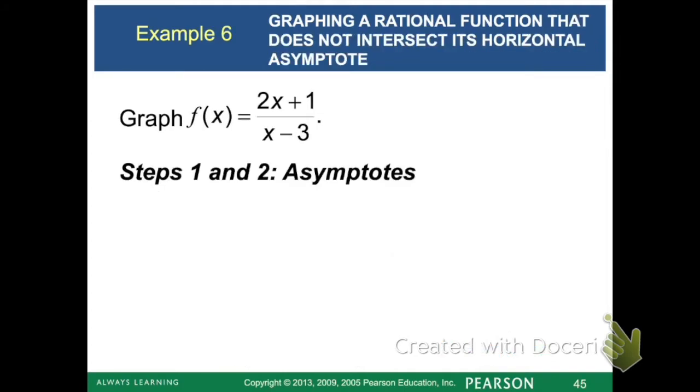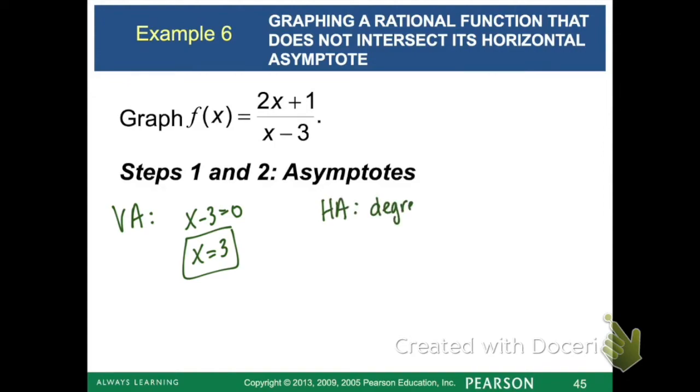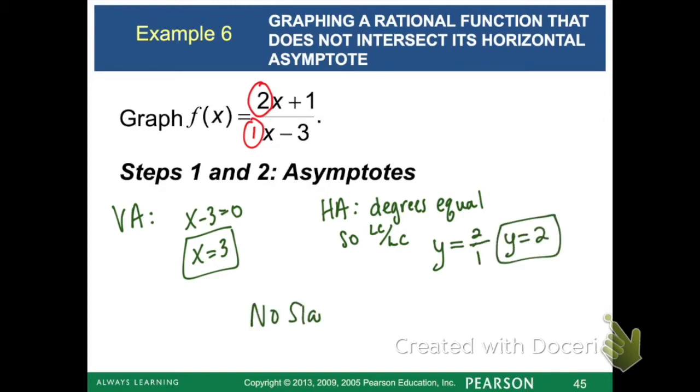Example 6. We're going to graph the function 2x plus 1 over x minus 3. We're going to start with our asymptotes. We have a vertical asymptote at x equals 3. Horizontal asymptotes, the degrees of both the top and the bottom are equal. They're both 1. So we're going to do our leading coefficient divided by our leading coefficient. So we have a horizontal asymptote at y equals 2. We do not have a slant asymptote since our degrees are equal.